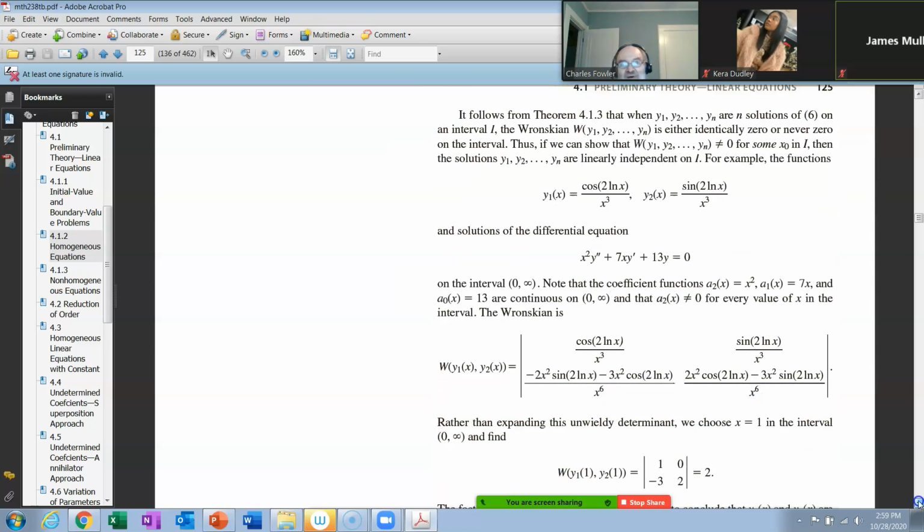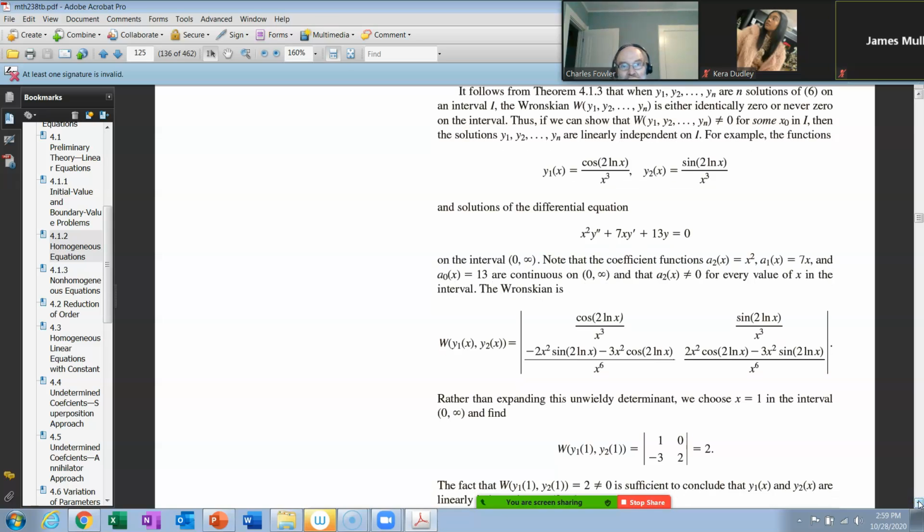Yeah. Okay. It follows from that theorem that when y1, y2, y3, all the way up to yn are solutions of your homogeneous linear nth order differential equation on the interval I, the Wronskian is either identically 0 or never 0 on that interval. Thus, if we can show that the Wronskian is not equal to 0 for some x naught, then the solutions are linearly independent on that interval I.